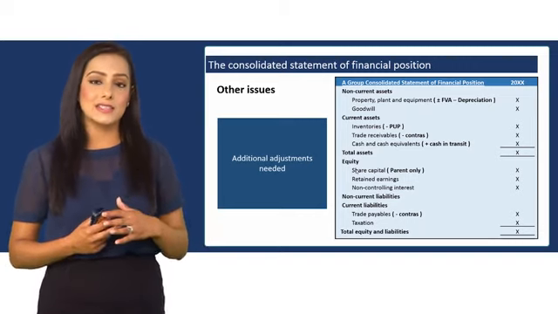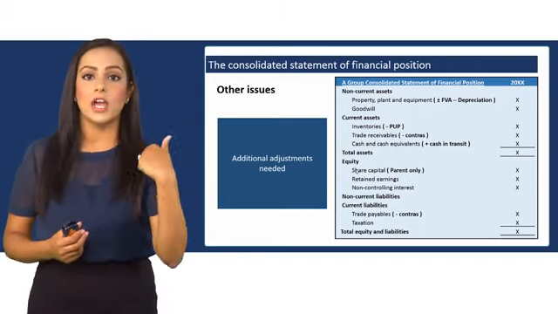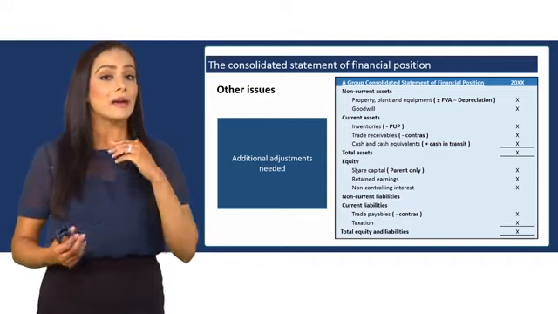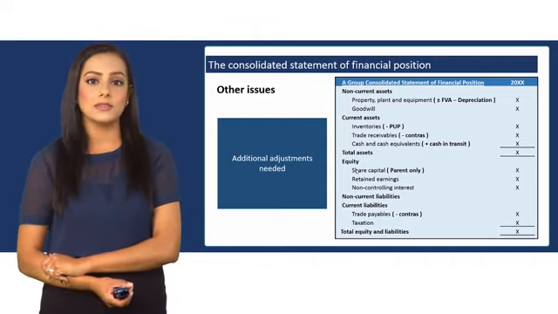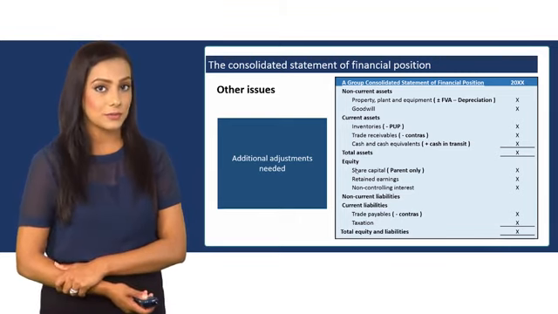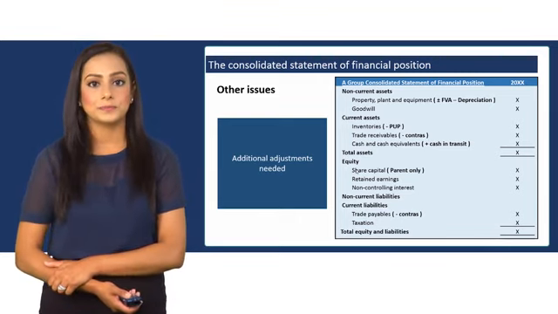For trade receivables, you can see another adjustment would be where you deduct contras. A contra exists when the parent and the subsidiary owe money to one another. And because we have to eliminate any of these intragroup transactions, a contra is deducted from the trade receivables account.